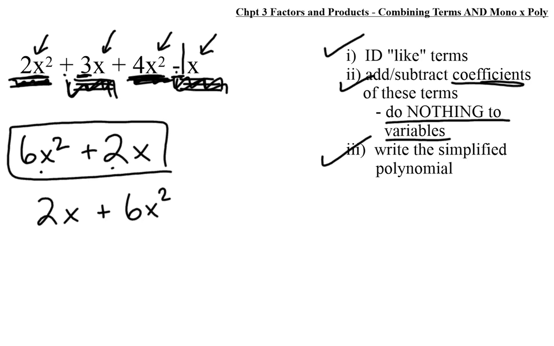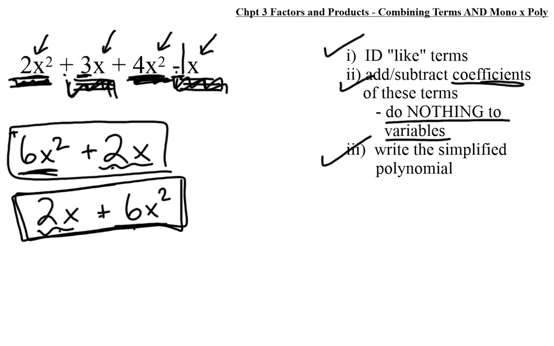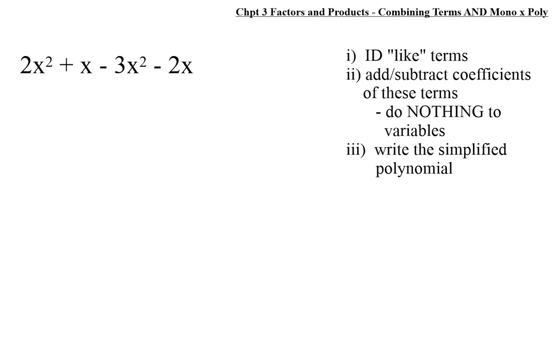Two terms, a 6x squared that's positive, a 2x that's positive. Order doesn't matter as long as you have the right terms with the right signs. This is a better way to write it because usually writing the terms with the larger exponent going down to smaller exponents, that's normally how you'll see it written, but this particular binomial isn't incorrect.